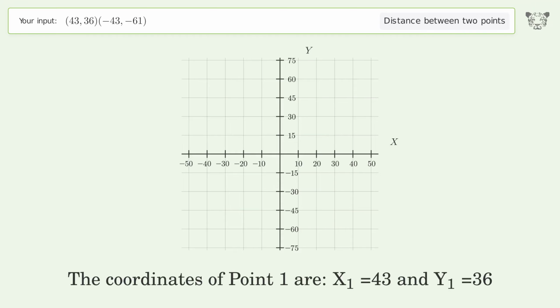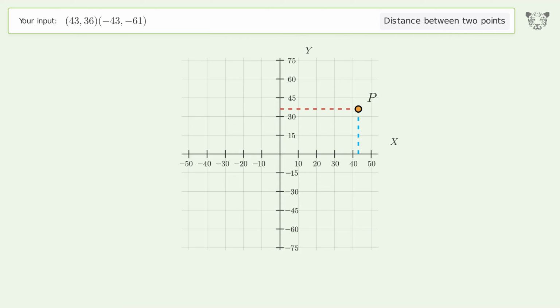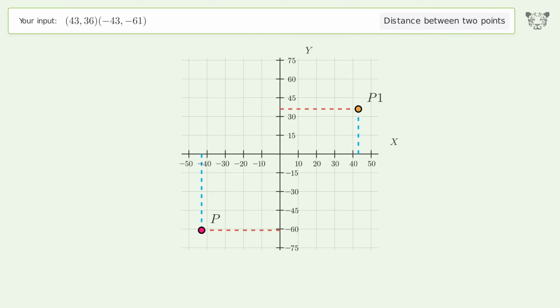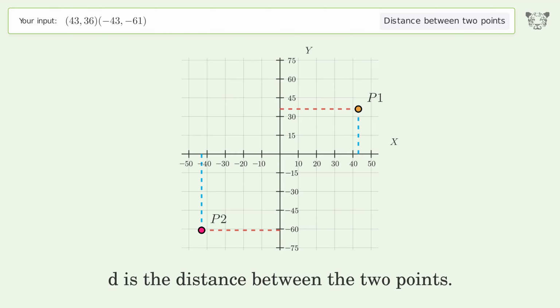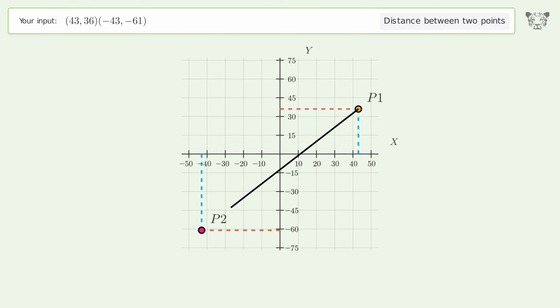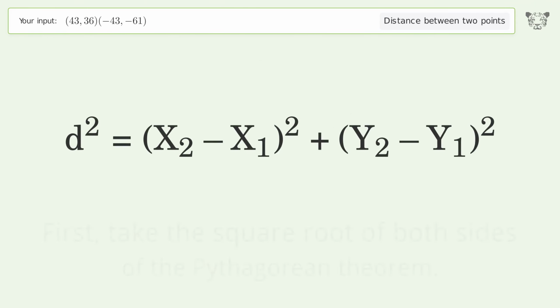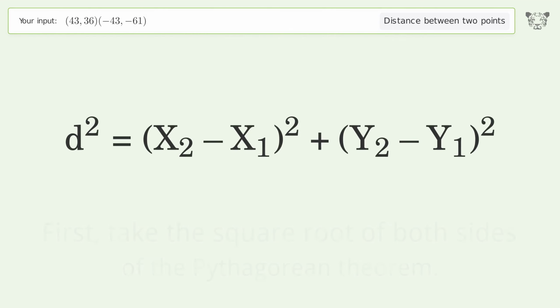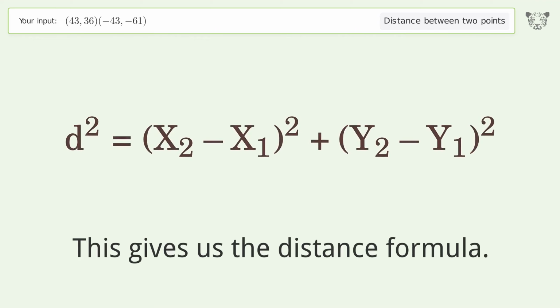The coordinates of point 1 are x1 equals 43 and y1 equals 36. The coordinates of point 2 are x2 equals negative 43 and y2 equals negative 61. D is the distance between the 2 points. First, take the square root of both sides of the Pythagorean theorem. This gives us the distance formula.